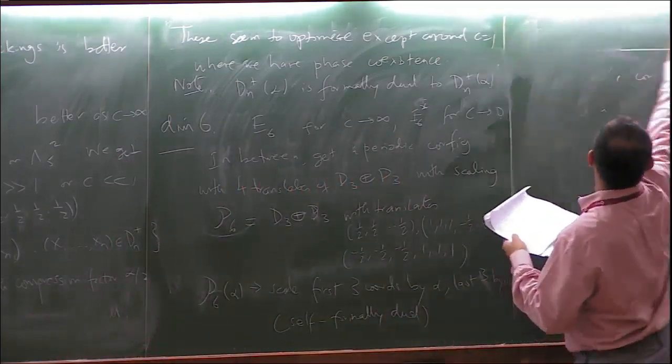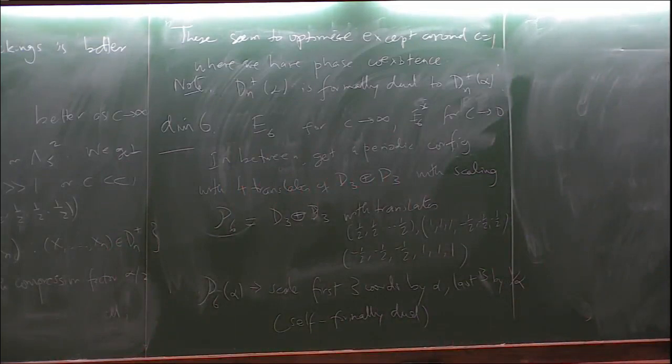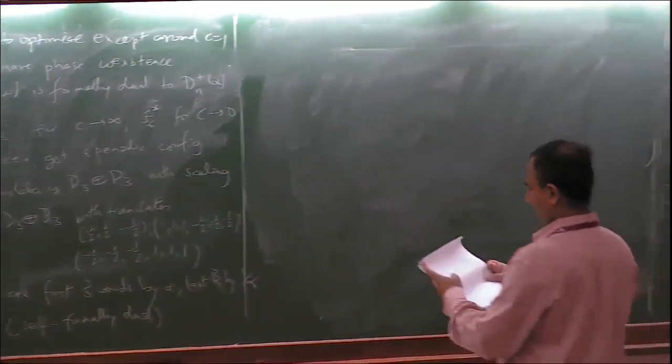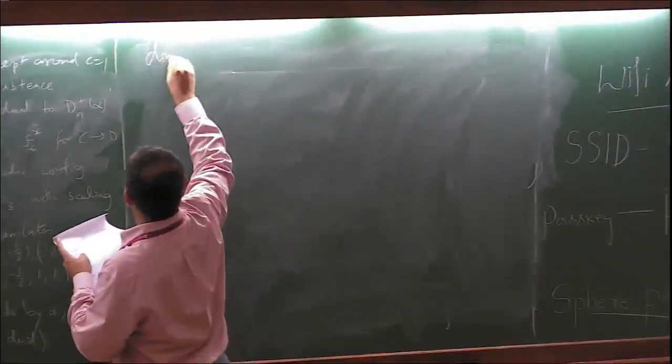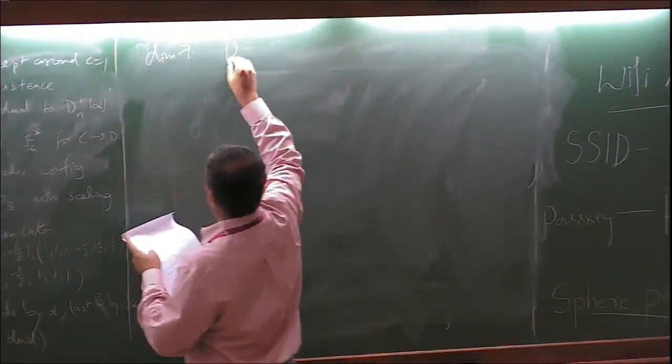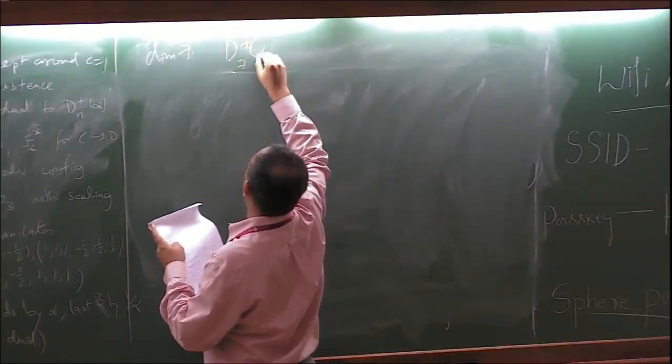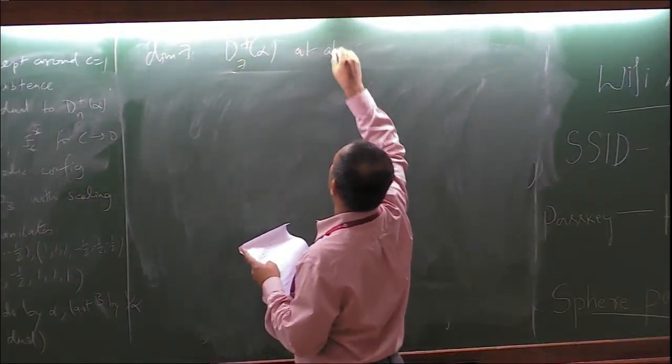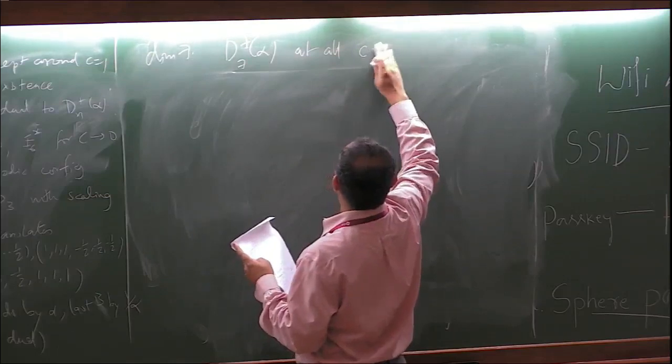Okay, last few dimensions, and then I'll go on to the sphere packing stuff. Let me see, I still have some time. Okay, so dimension 7, you get D7 plus of alpha at all densities, at all C.